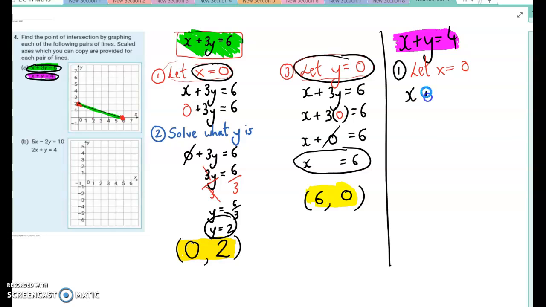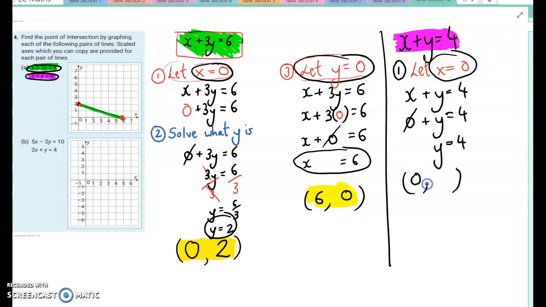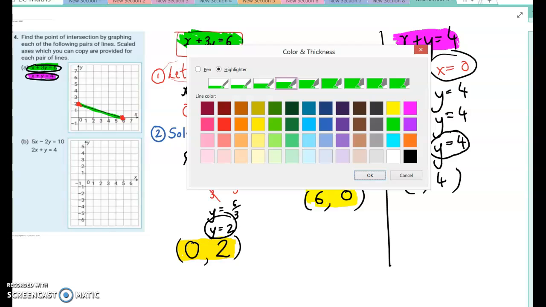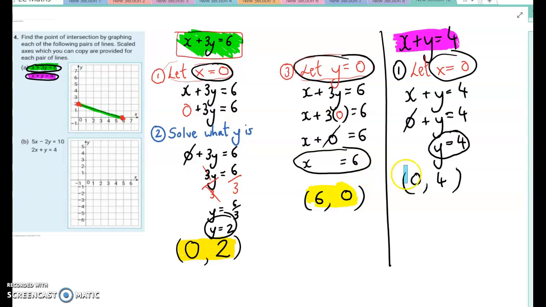So my equation was x plus y equals 4. So it means 0 plus y equals 4. And of course when there's 0 you just get rid of it. So y equals 4. So now I have my first coordinate. The x coordinate is 0 and the y coordinate is 4. Now repeat that, because that's just my first coordinate. There, 0, 4. Where would that be? It's going to be around about here somewhere, 0, 4.